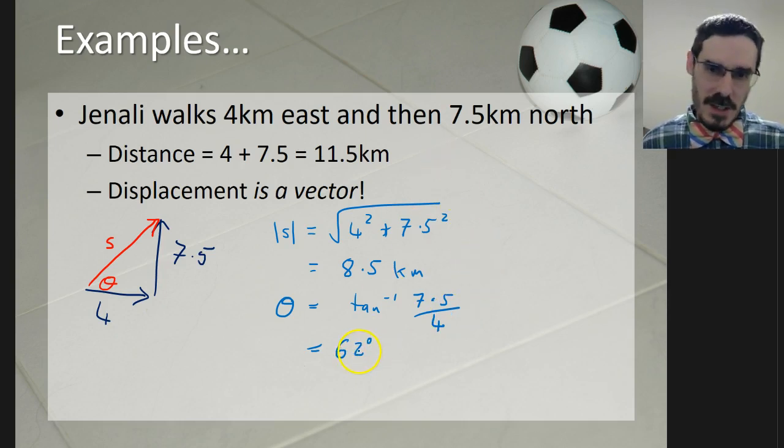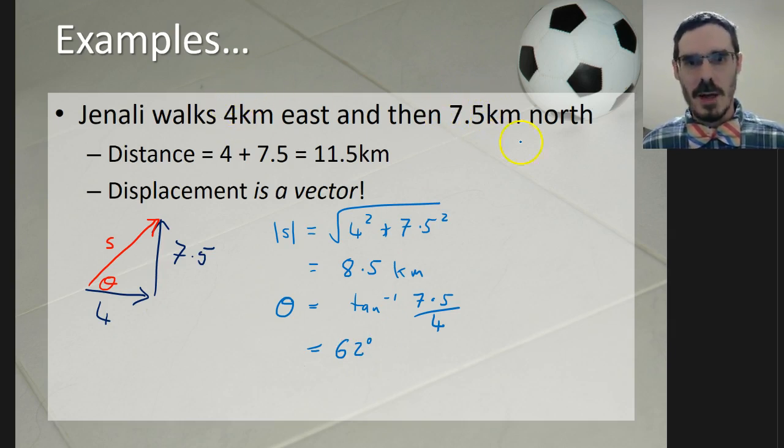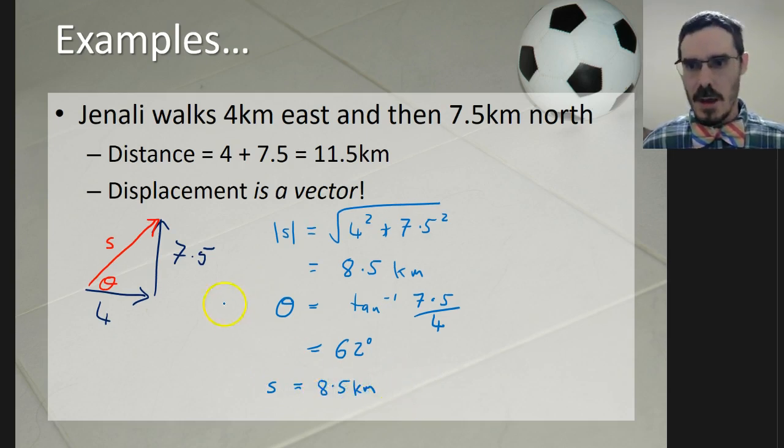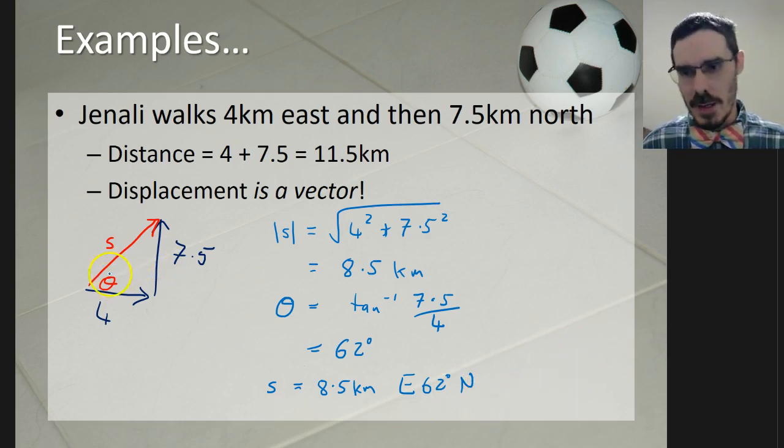Now, it's just under, but given the numbers in the question, 1 and 2 significant figures, I don't think there's any justification at all for giving more than 2 significant figures here. Okay, 62 degrees. So my displacement is actually 8.5 kilometres. At what angle? Well, that's north and that's east. So what we can go is east 62 degrees north. Or you could give this as a proper bearing, which is the angle clockwise from north, which will be 90 minus 62, which I think is 28 degrees. This is perfectly good enough for this kind of answer. But notice it's got to be a vector.